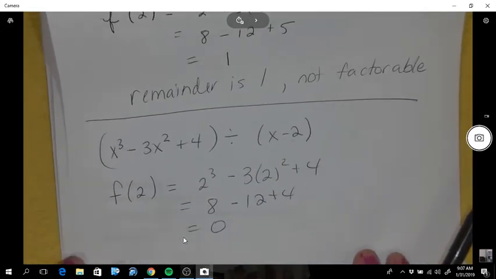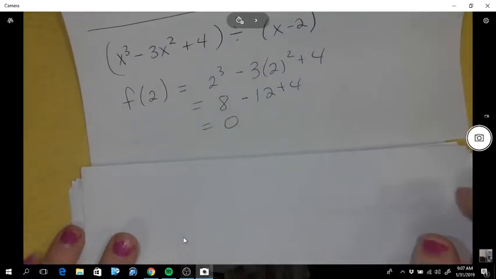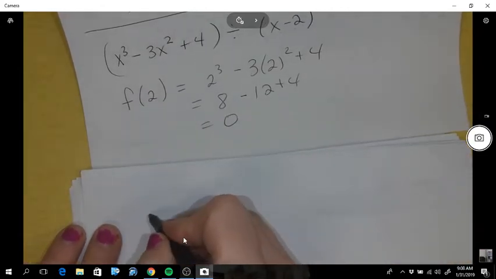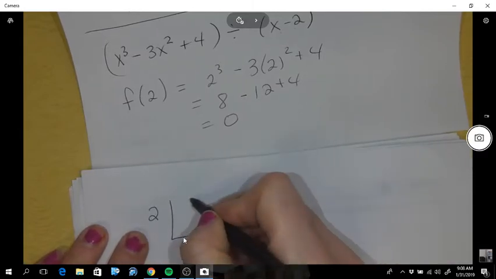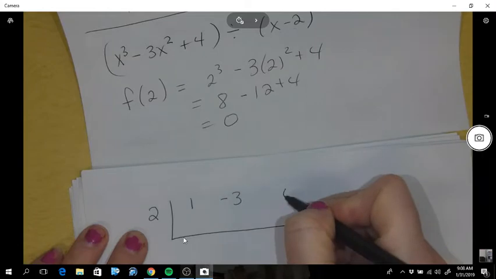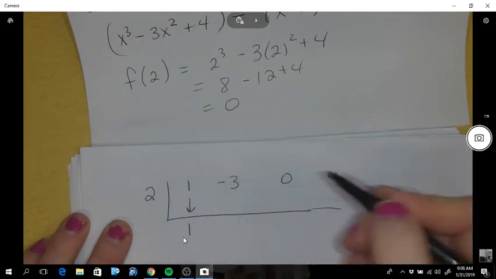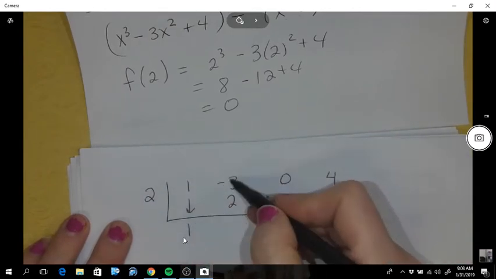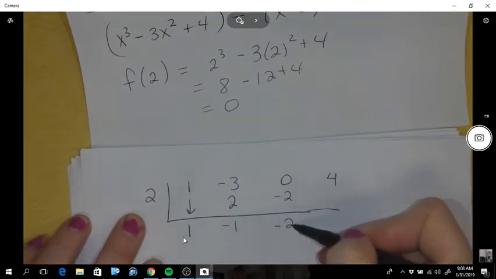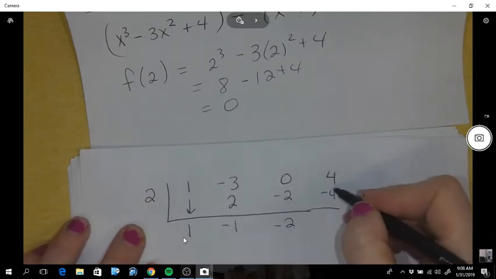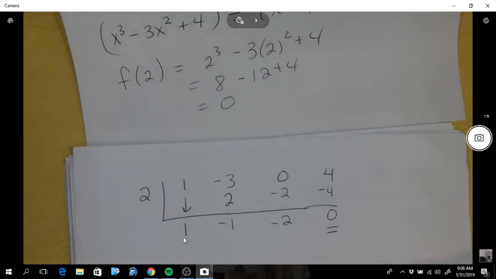Okay, so knowing that, since it is a factor, we can go further. So I'm going to use synthetic division and divide. So 2, and take the coefficients 1, negative 3, don't forget the placeholder 0, and 4. So we go down 1, this multiplies to 2, add this line, negative 1. Multiply, negative 2, add this line. Multiply those two, negative 4, add this line, 0. Okay, so again, there's that conclusion that the remainder is 0.